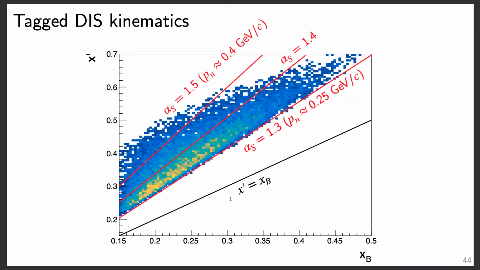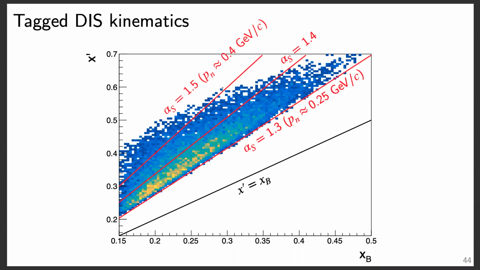Before I show the results, I want to make a comment about the relationship between X prime and X Bjorken. This is for the events that go into the results I'll show on the next page. It shows X Bjorken on the horizontal axis and X prime on the vertical axis. This diagonal line is for alpha of 1, which would be a standing nucleon, where X prime equals X Bjorken. And then these three red curves show contours of higher alpha S, 1.3 to 1.5, and the corresponding neutron momentum for each of those contours. These are the two bins we're going to look at, alpha S of 1.3 to 1.4 and 1.4 to 1.5.